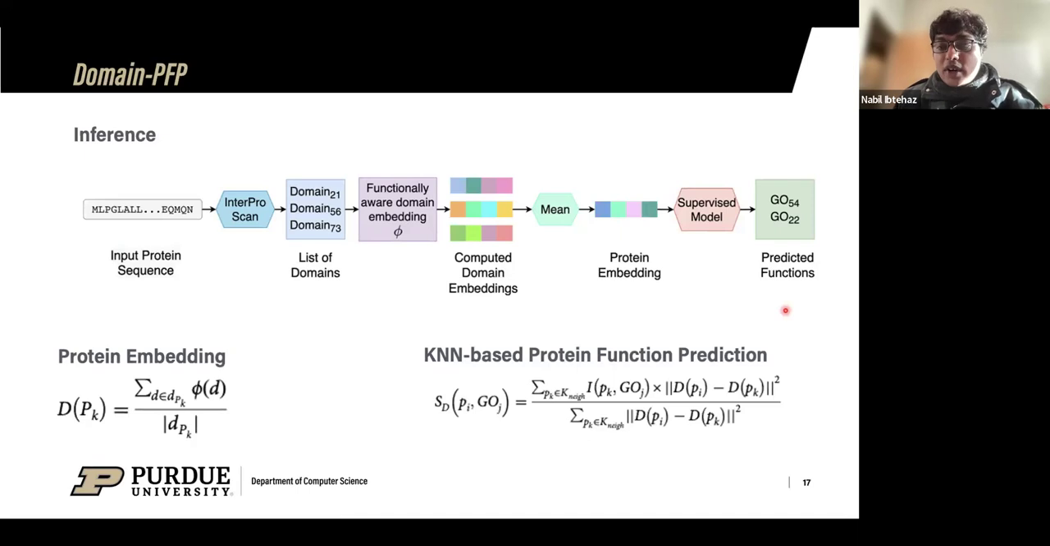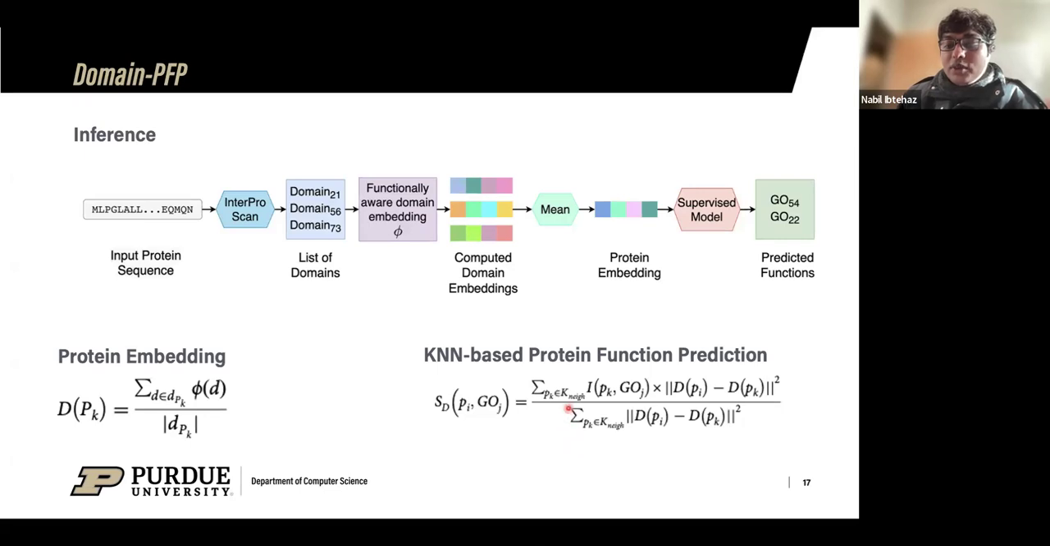To assess our representation most critically, we wanted to adopt the simplest classifier there is, which is just a KNN. So if our embedding is very good, then functionally similar proteins will be placed together in the embedding space, and KNN will be able to predict the function easily. So this is our simple KNN formulation.